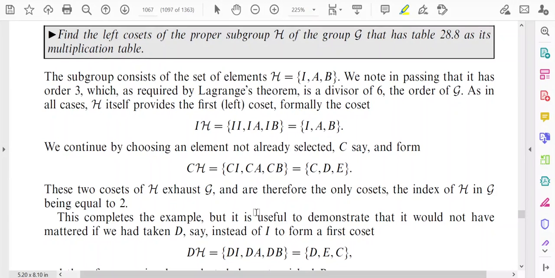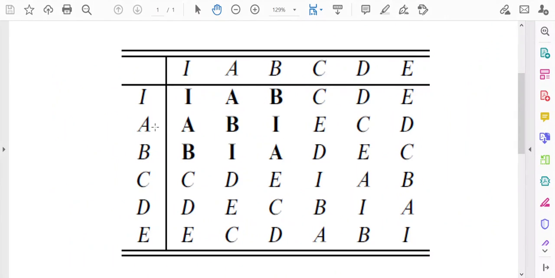Now suppose there is a question: find the left cosets of the proper subgroup capital H of the group capital G. The group capital G is concerned with the multiplication table 28.8 discussed before in some of our lectures, but I will show you that particular table again. So this is the particular multiplication table.